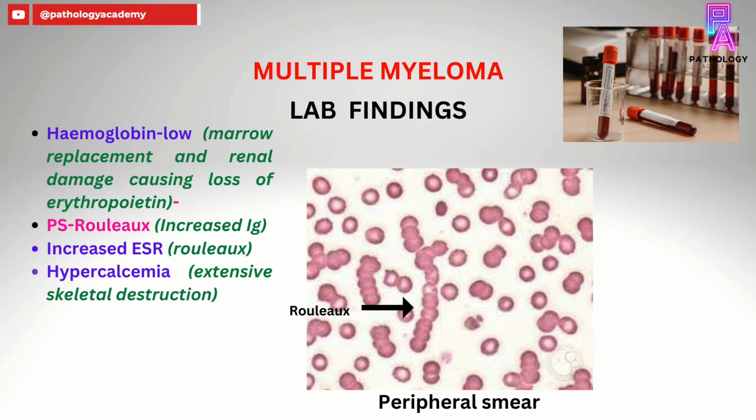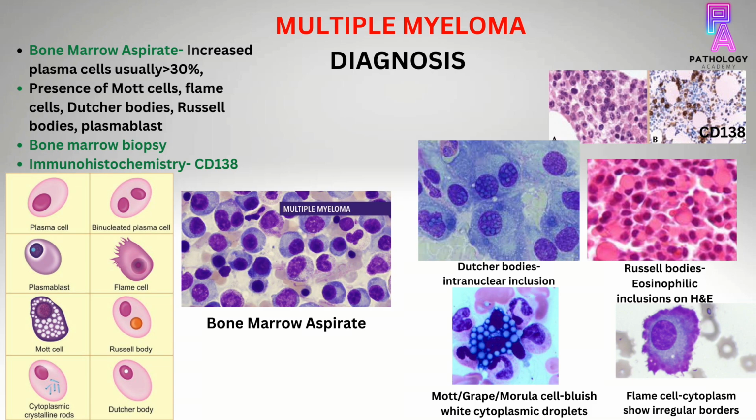The ESR is also increased in such patients because of rouleaux formation. And because of extensive skeletal destruction, there is presence of hypercalcemia. The bone marrow aspirate of these patients shows an increased number of plasma cells, usually more than 30%. Also, various other cells which are actually plasma cell differentiation forms, for example, Mott cells, flame cells, Dutcher bodies, Russell bodies, and plasmablasts, are also seen in patients with multiple myeloma.